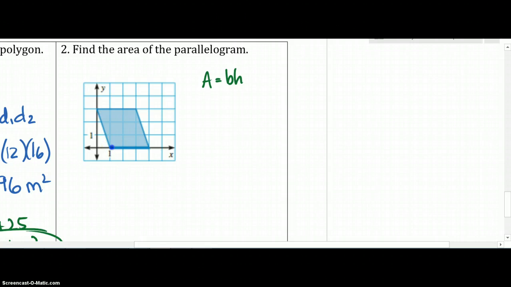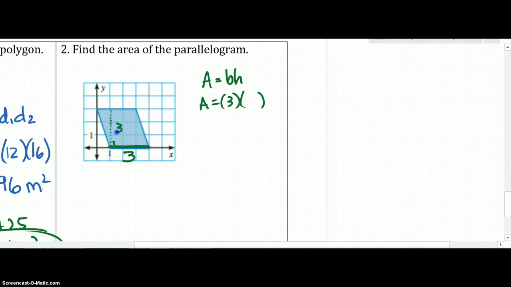We know that the base and the height always make a right angle. And look at this. Since it's on a coordinate plane, we can just count how many units or how many boxes the base is. So how many boxes is the base? 3. So area equals 3 times the height. Now the base and the height, again, make a right angle, so we need to go straight up from the base to find the height. And how many boxes is that?